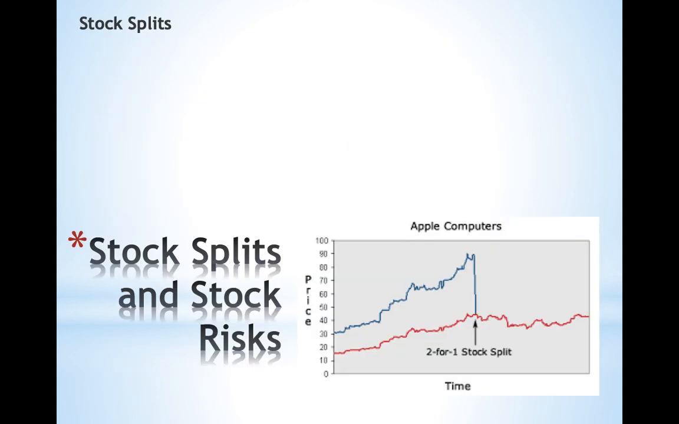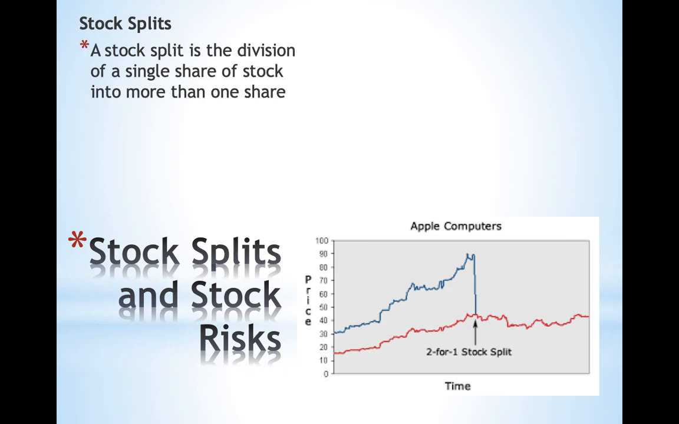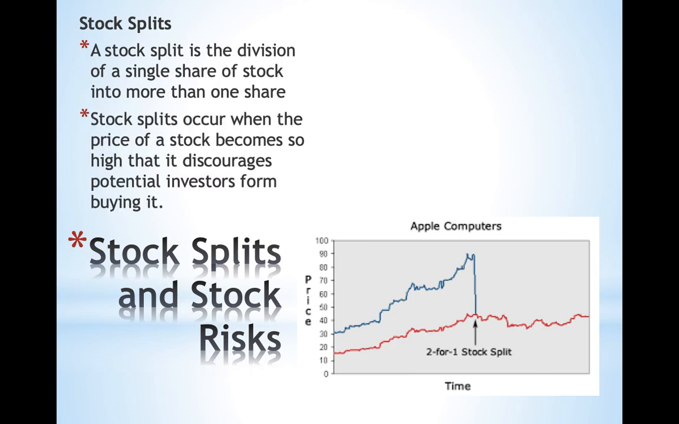Now, oftentimes what we see with stocks is when they get super valuable, they'll go through what's called a stock split. Basically, take Apple, Google, Amazon. These are all companies that have gone through stock splits. If you own one share for $500 and there's a stock split, now you're going to own two shares for $250. So why would a company do this?